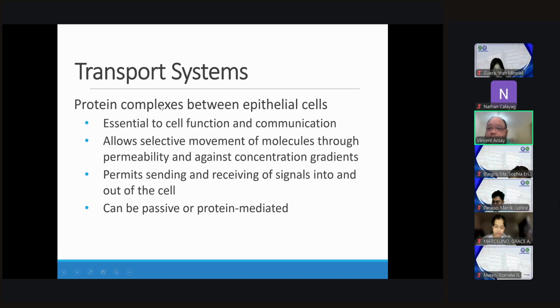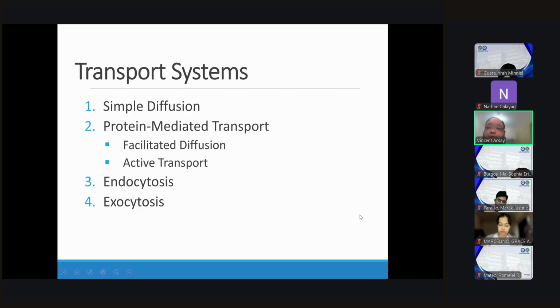So these are all protein complexes between epithelial cells. These are essential to cell function and communication, and allow movement of molecules through and against permeability. It allows the sending and receiving of signals and can either be passive or protein mediated. We have four general types of transport systems: simple diffusion, protein mediated transport, and then for larger molecules, we have endocytosis and exocytosis.